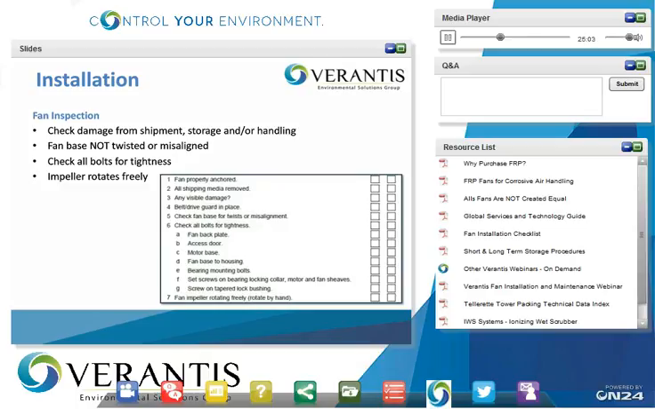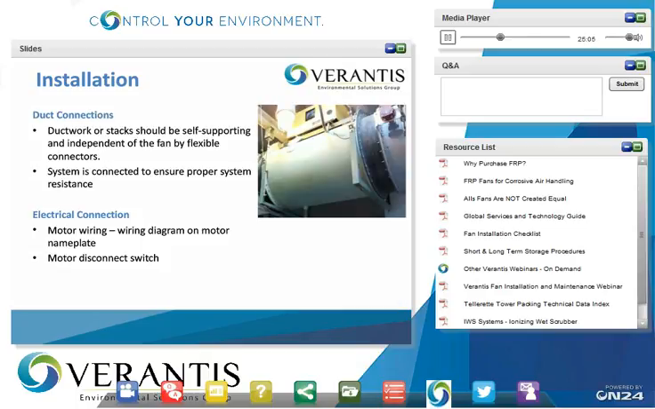Duct connections. Ductwork and stacks should be self-supporting and independent of the fan by flexible connectors. And the system is connected to ensure proper system resistance for airflow and static pressure. Electrical connections: your motor is wired per the diagram on the motor nameplate or the junction box cover. And also make sure you have a motor disconnect switch.